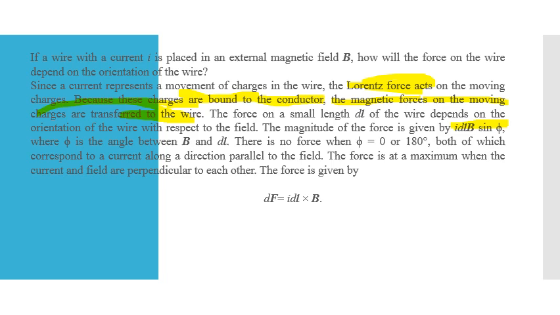Actually here the magnetic Lorentz force is used and modified and updated for current. In current, the Lorentz force is I dl B sin phi. Phi is the angle between the magnetic field and the small wire element.